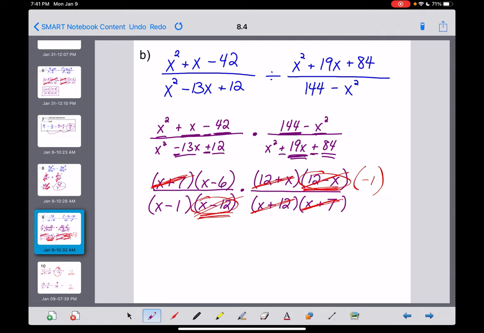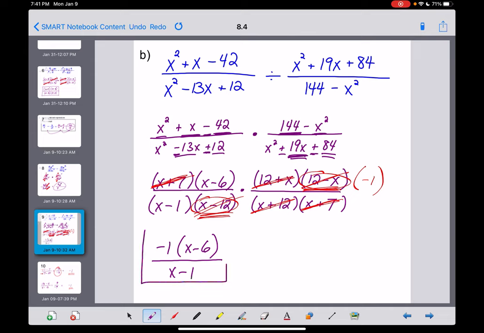And that's really it, you guys, for what we can cancel out. So what are we left with? My numerator has a negative 1 out in front and then an x minus 6 at the end of that, and that's it for the numerator, all over my denominator, which is x minus 1.